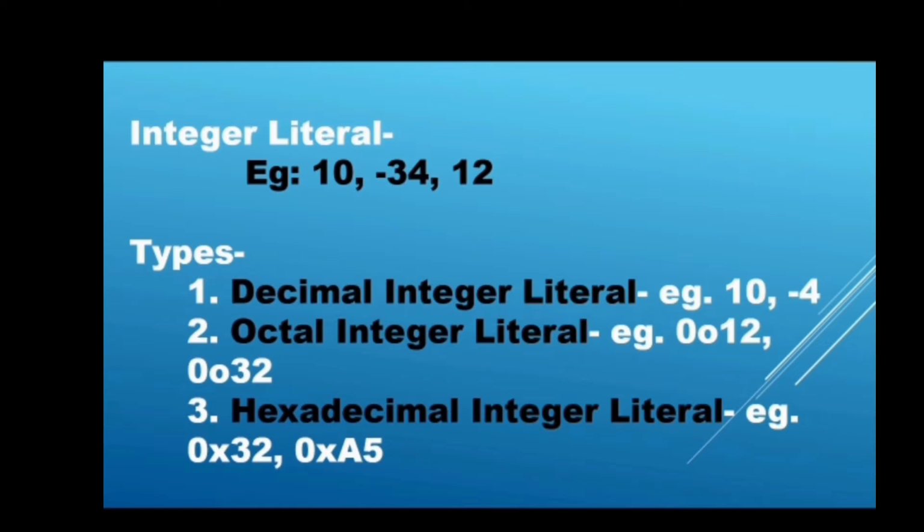Decimal integer literal: these are the numbers that we normally use in our mathematics. Octal integer literal: these numbers start with 0o, like 0o12, 0o32. These types of literals can contain only the digits between 0 to 7. Next is your hexadecimal integer literal. These start with 0x and they can contain digits between 0 to 9 as well as alphabets between A to F.